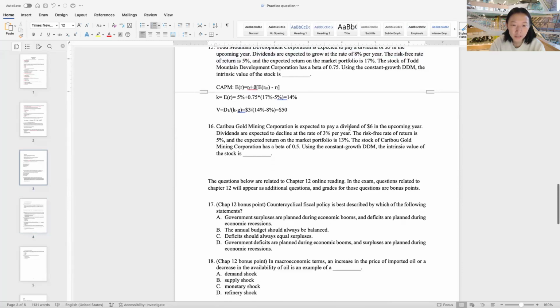The corporation is expected to pay a dividend of $6 in the coming year, and then the dividends are expected to decline at a rate of 3% per year. The risk-free rate is 5%, expected return is 13%, and the beta is 0.5. Using the dividend discount model, the intrinsic value of the stock is?